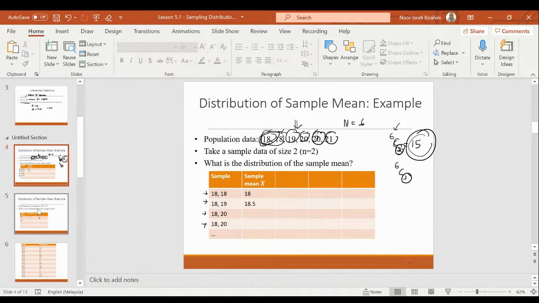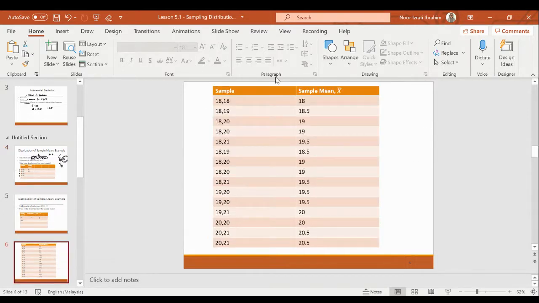So what are the 15 samples here? Here I have listed the 15 possible samples from the population data just now. We have 18, 18, 18, 19, 18, 20, until the last one, 20, 21. So to find the sample mean, you have to find the mean of each of the samples. How do I get 18 here? It will be 18 plus 18 divided by 2.